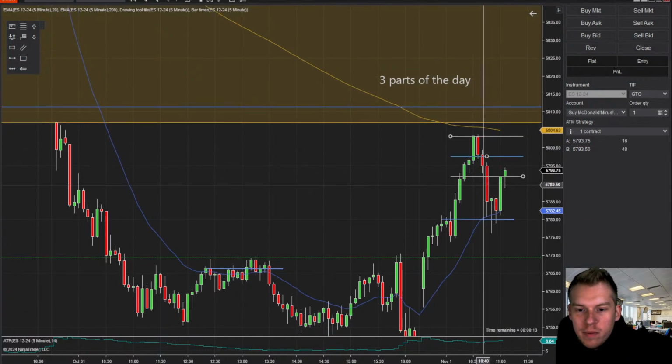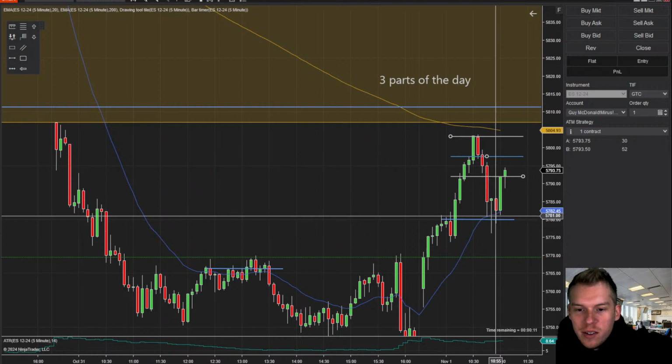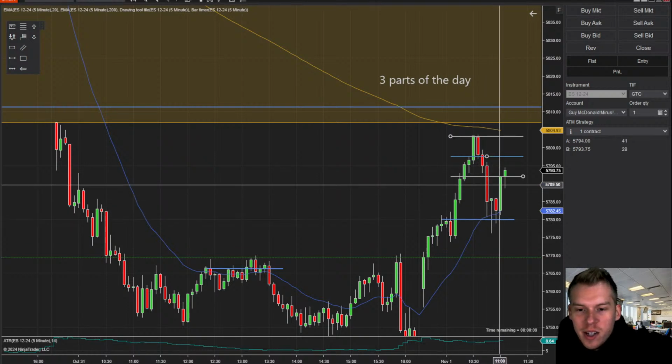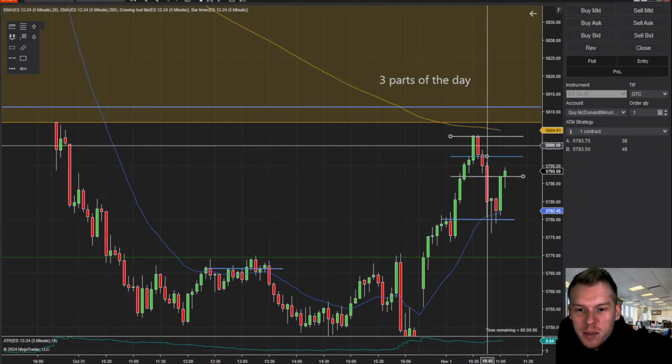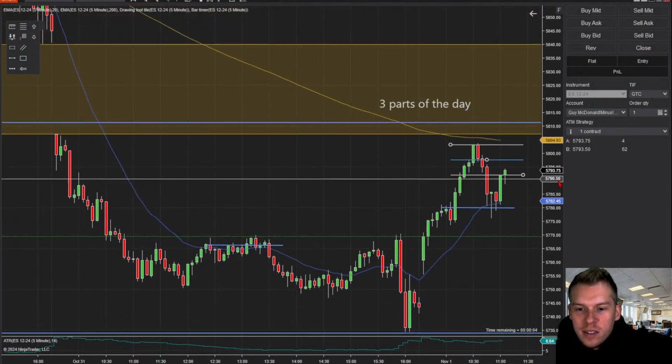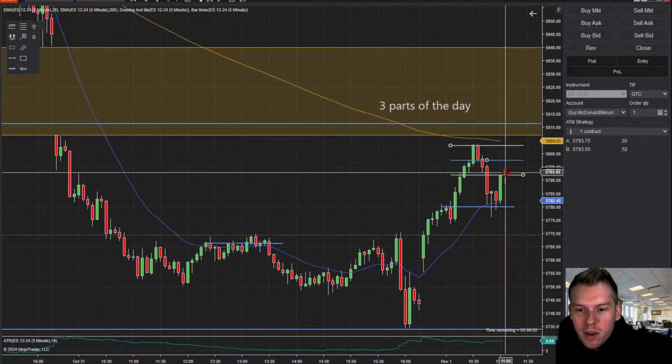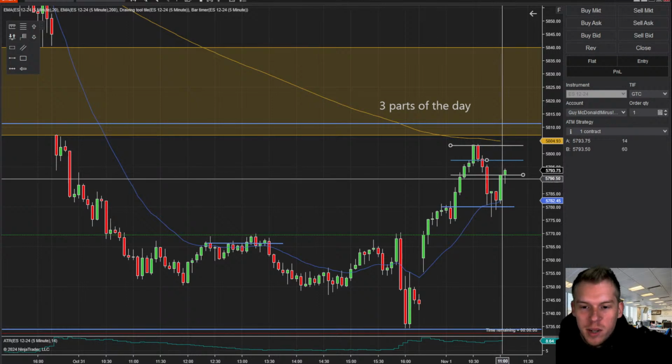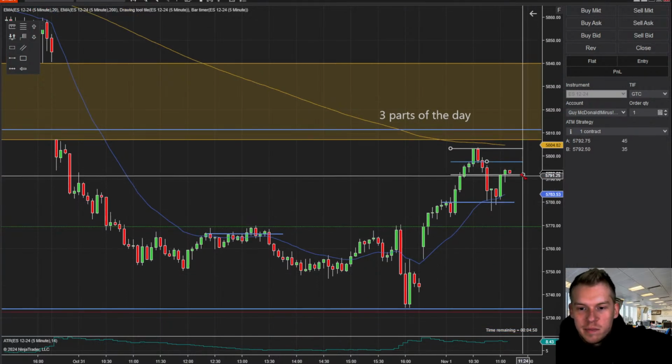Like the bears are moving the market down here, and now this is more of a pullback on this bear move. So I'd rather not be buying too far up here, because this is potentially just a pullback in a bear move.